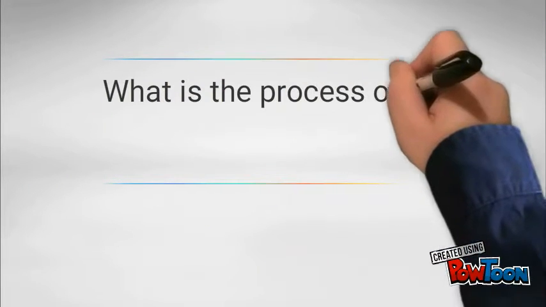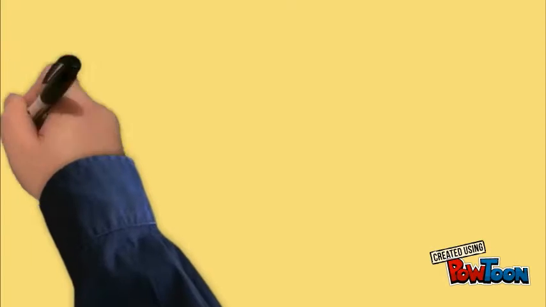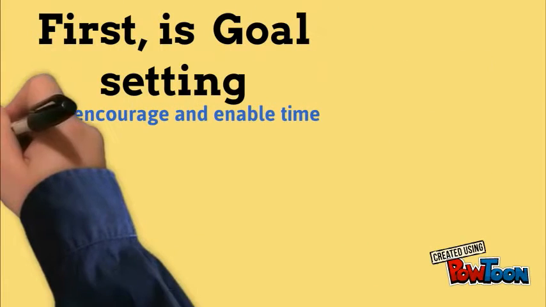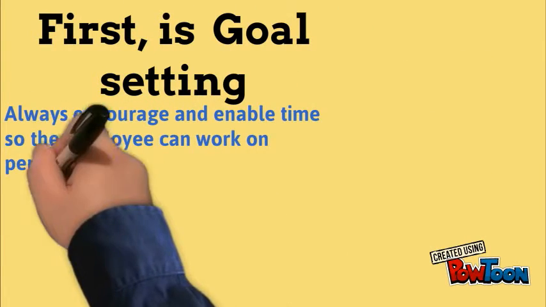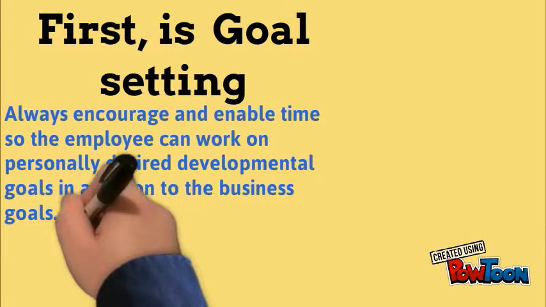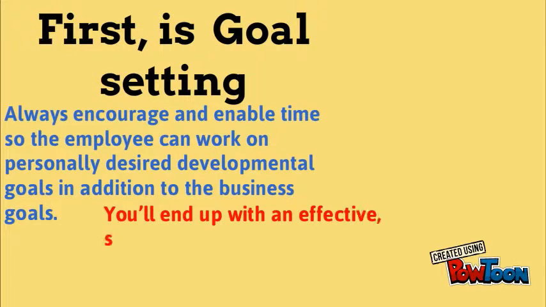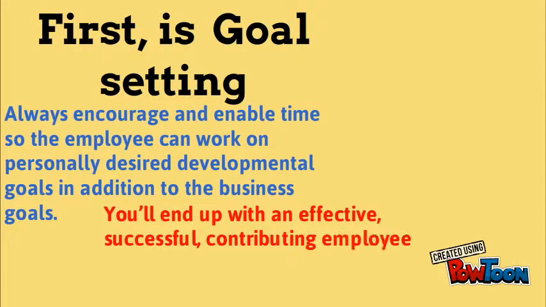Now that we know who should evaluate the performance, next is, what is the process of performance evaluation? First is goal setting. Always encourage and enable time so the employee can work on personally desired developmental goals in addition to the business goals. You'll end up with an effective, successful, contributing employee who is meeting his or her needs at work too.